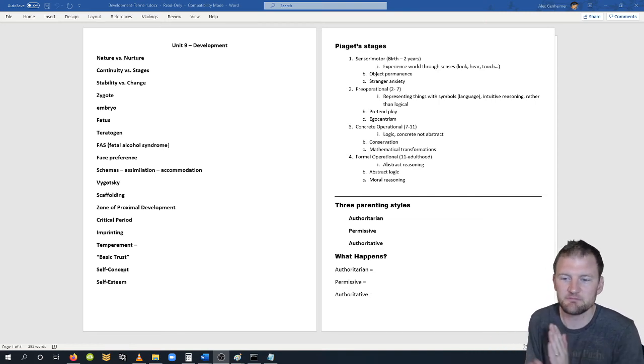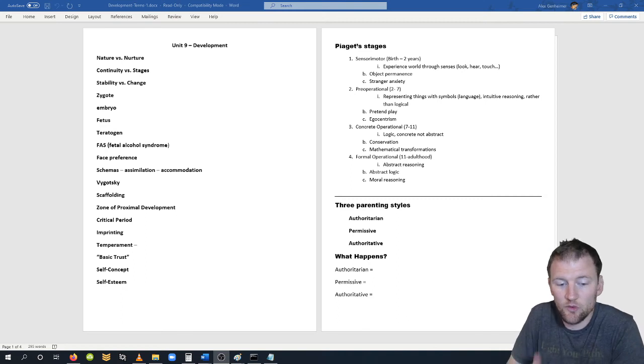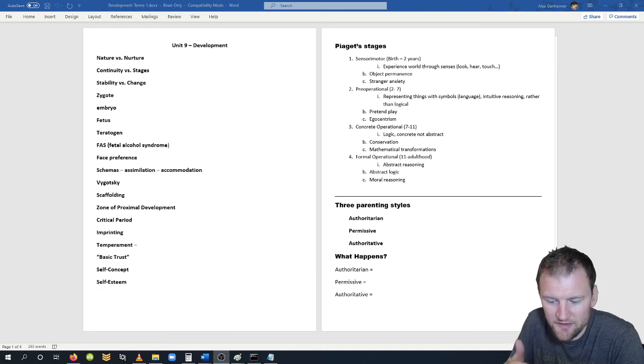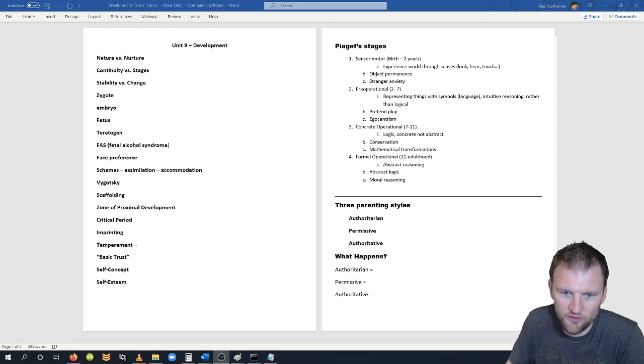Authoritative is sort of a mix between the two. There are rules and they are strictly enforced. However, the parent is willing to accommodate the rules if a special circumstance exists, and if you ask why the rules exist, they're willing to explain to you why. Generally speaking, authoritative tends to create the most well-rounded and well-adjusted children.